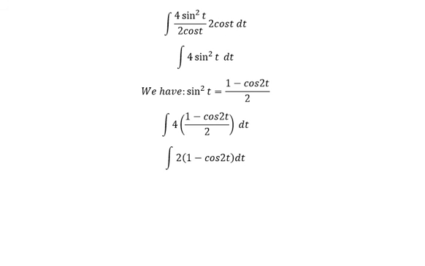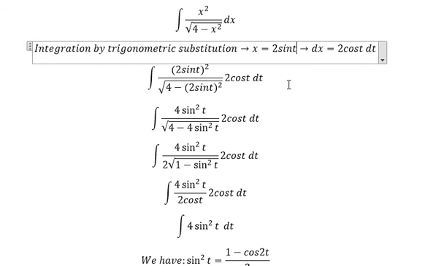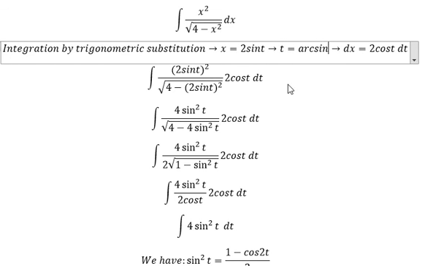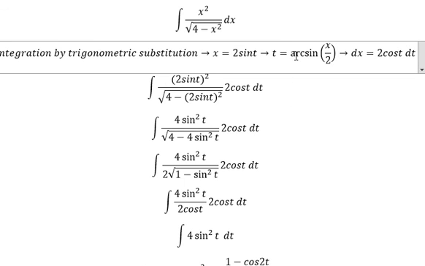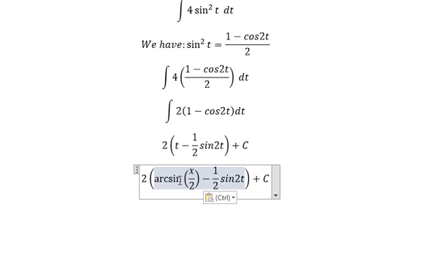Now we got the final answer. The integral of 1 is t. The integral of cosine 2t you got negative 1 over 2 sine 2t plus c. For t we got s divided by 2, so we got t equal to arcsine of s over 2. So we put this one in here and here.